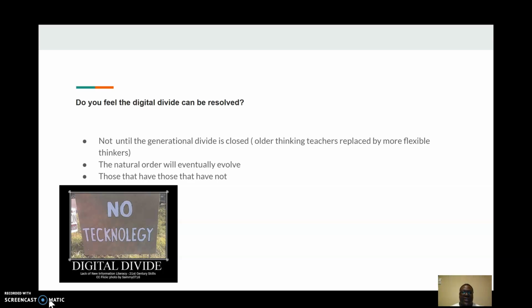the 21st century. And then there's this whole idea of those who have access to the technology and those that don't, and the importance that lies in that. So, I think we have some work to do. I do ultimately think that the natural order will prevail, and the digital divide will begin to lessen. But I don't know if that's something that we can solve.